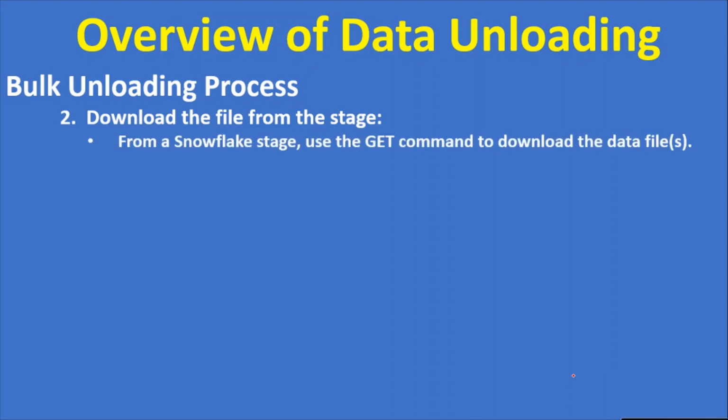Now step 2, download the file from the stage. With the above command, the file would be generated in the internal stage or external stage. Assume that we have used the internal stage. So how are we going to download from the Snowflake stage, that means the internal stage? Use the get command to download the data files.